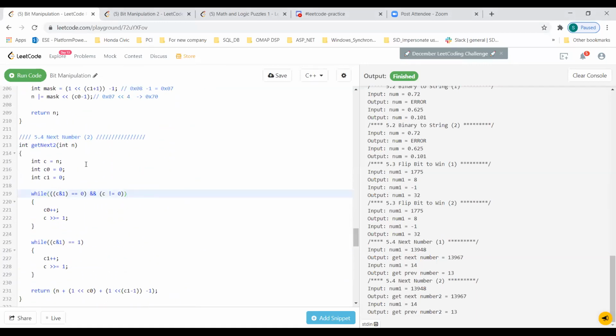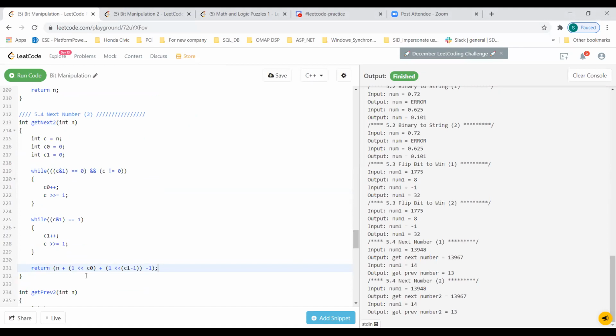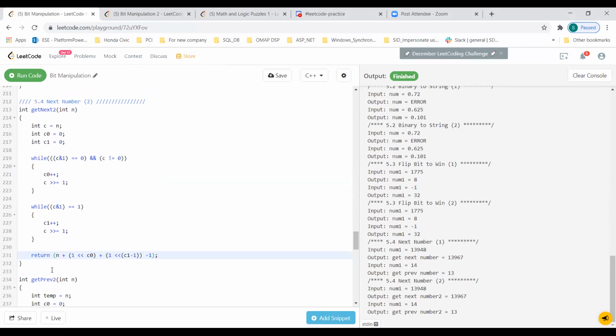Okay, so if you see in this case, we are actually counting the C0s and C1s, okay? And then if you just put that in this formula, we'll get the next higher number, okay? So this is not very straightforward to come up with, but if you actually look at the way they have said, you take a number, then you take all the C0s and then you raise to that power and all that stuff. And then if you evaluate this, you get this formula.